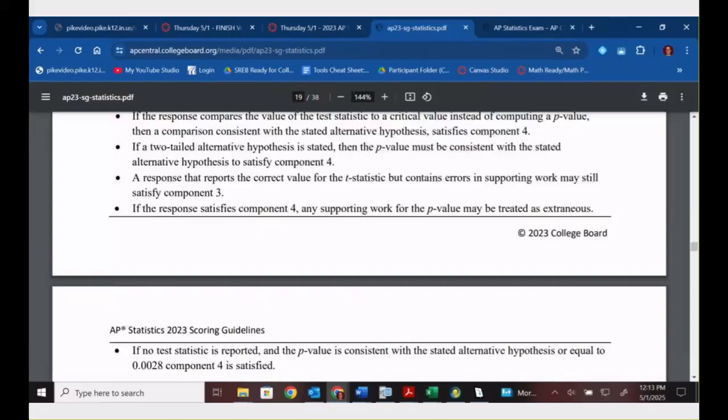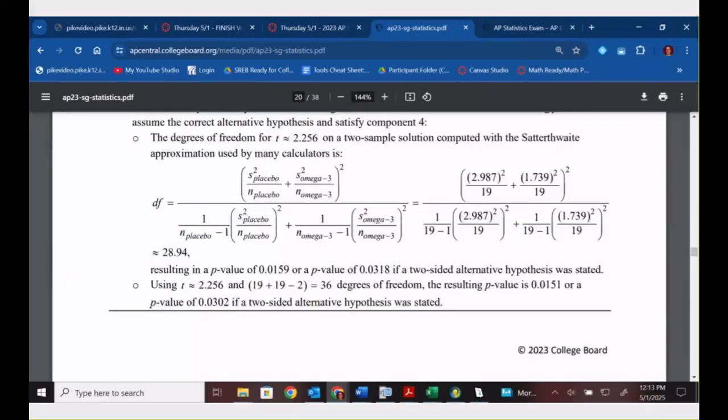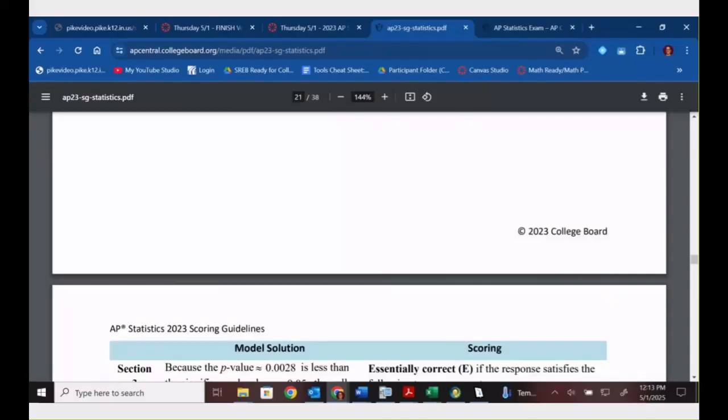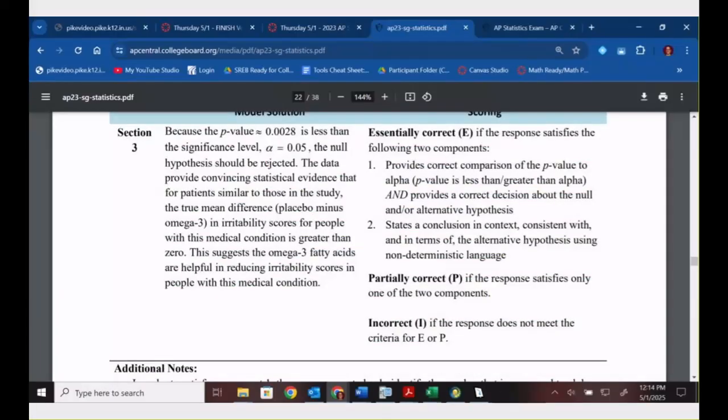All right, any other questions on scoring section 2? All right, let's go look at section 3 then. Only 2 components in section 3.